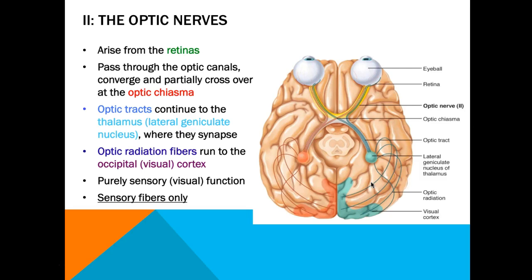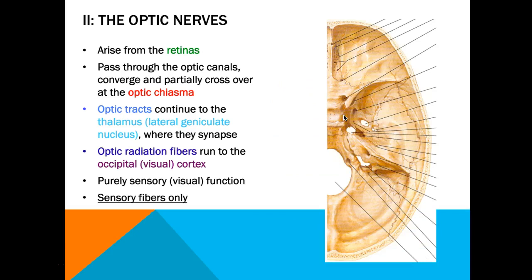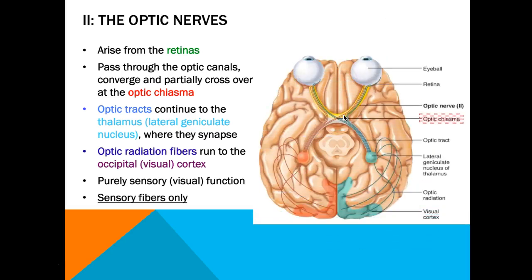Next we have cranial nerve number 2, which are the optic nerves. Your optic nerve is going to arise from the retina and pass through the area of the cranial cavity known as the optic canal. Now once they pass through the optic canals bilaterally, they will converge to create the optic chiasm. So you can see some of these nerve fibers do cross over and others do not.